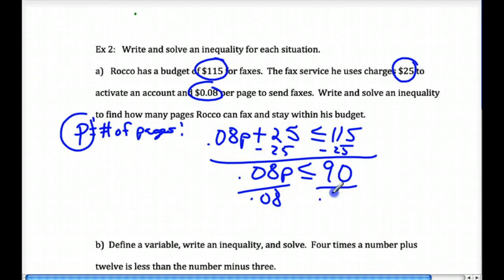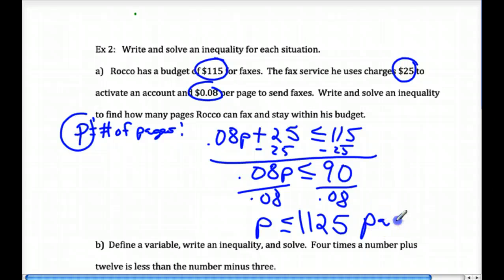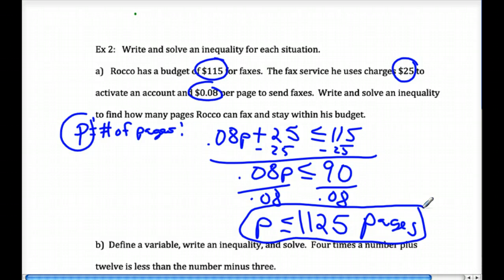Everybody grab your calculators, type in 90 divided by 0.08. It's awfully big. 1,125. Label it. P is less than or equal to 1,125. But 1,125 what? Pages. So he can fax up to 1,125 pages. If he faxes more than that, he goes over his budget, which is not allowed. He might lose his job.